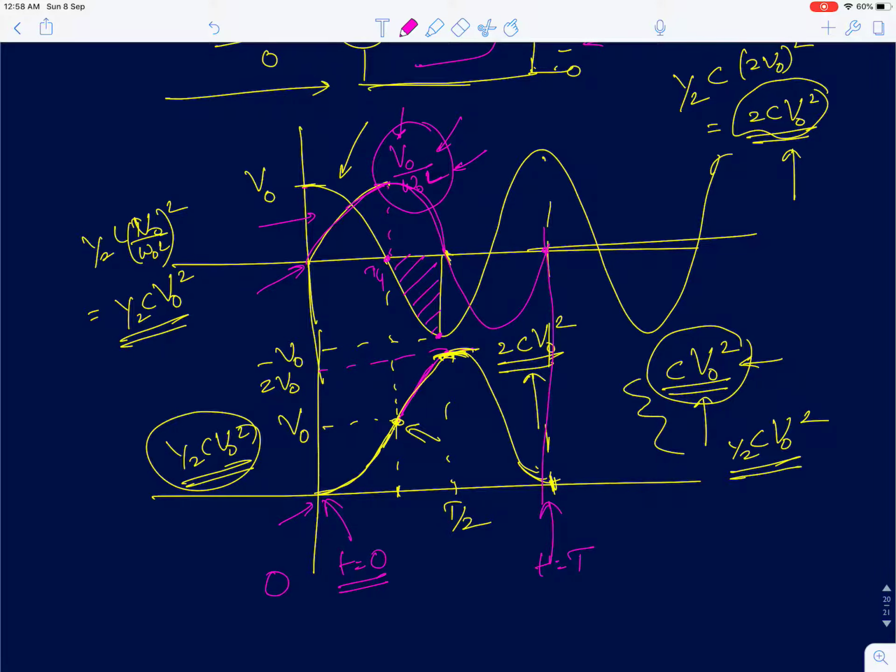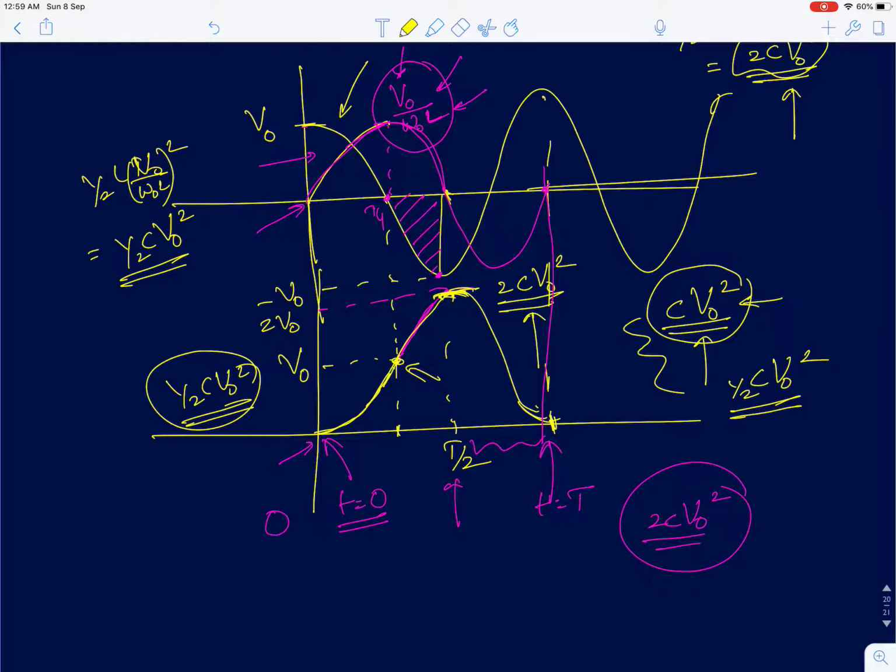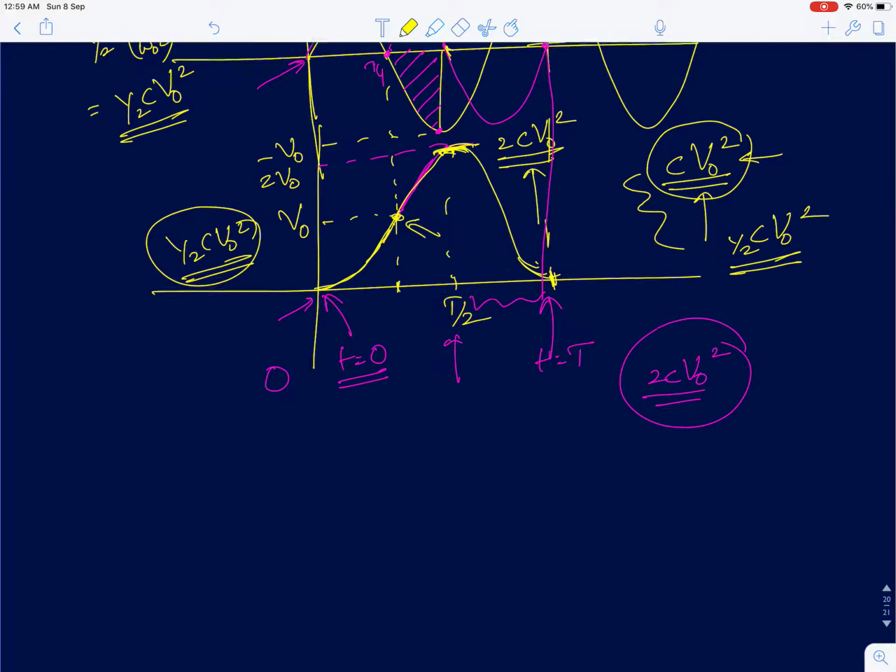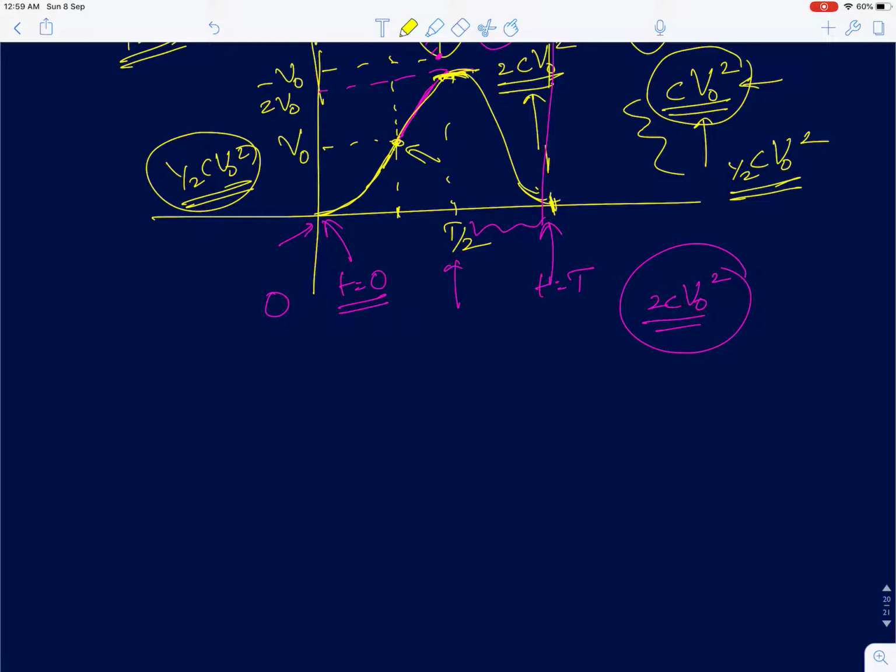So the voltage source transfers an energy of 2 C V0 square in the first half cycle, that is till T by 2, and in the remaining half cycle, the second half cycle, it removes an energy of 2 C V0 square. So the net energy transferred at the end of one cycle is 0 from the voltage source. Okay, so that's all about step response for a parallel and series LC circuit.